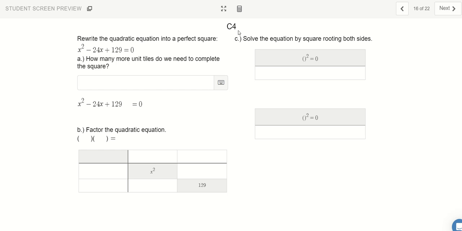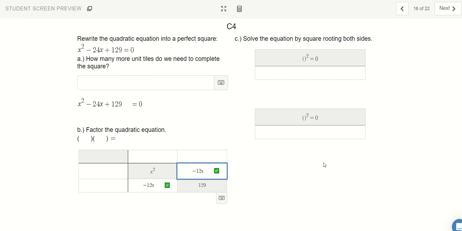All right, so now let's go ahead and go over part C4. So we're going to rewrite this quadratic into a perfect square, and then we're going to solve for x. So we have 24 x's here. We can split them into two parts. So 12, half of them go over here. The other half are going to go over here.